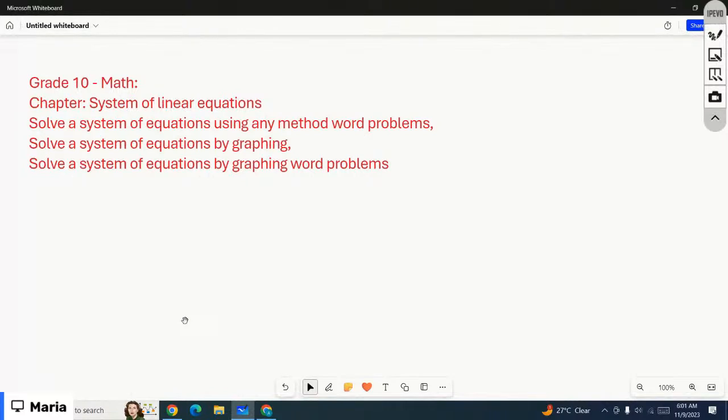We are here for grade 10 math. So you can find all the lessons on a+2minutes.com. You have to log in there using your email address and the password provided by the administrator. Then you have to select math from the subject tab.